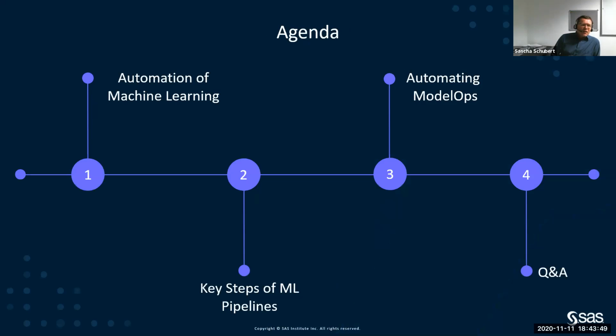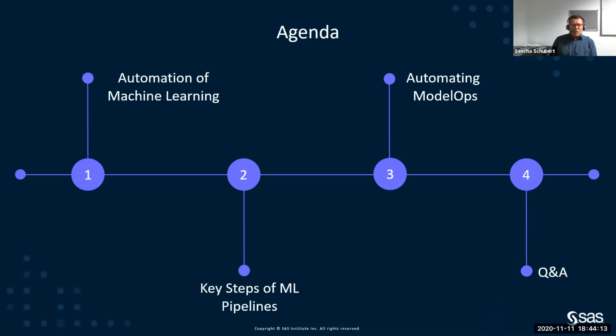What I want to touch on today is these three topics: basically automation of machine learning and what we mean by that and where this is coming from. Then the key steps of a machine learning pipeline and what can be automated in those key steps, and how that helps a data scientist to become more productive.